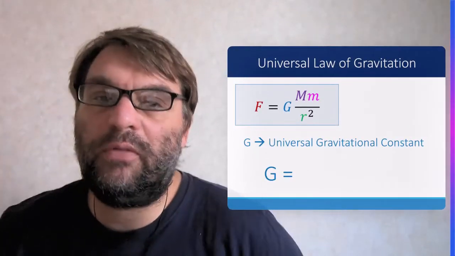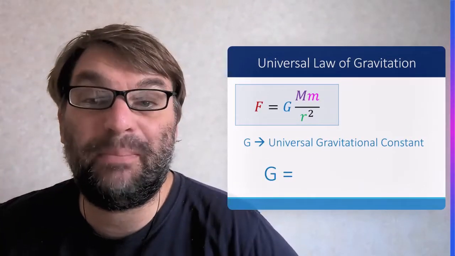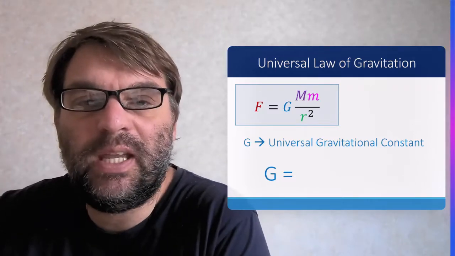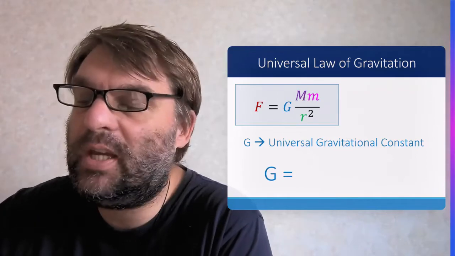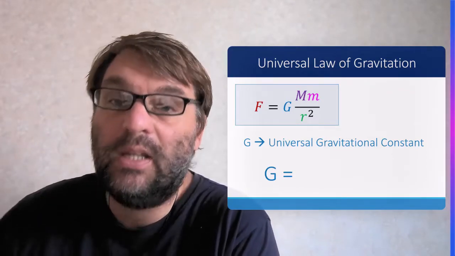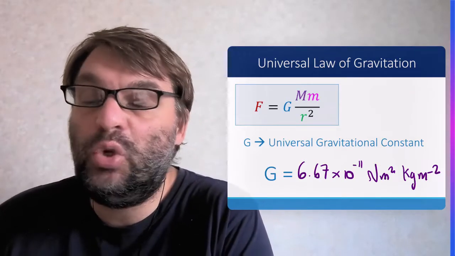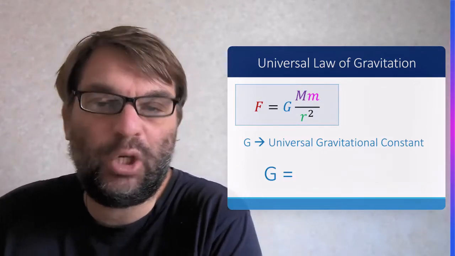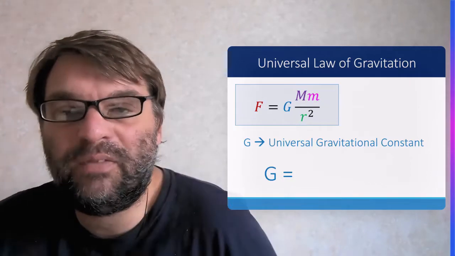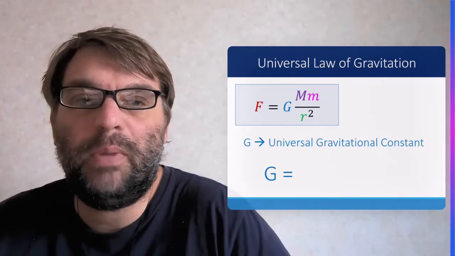In terms of the universal law of gravitation, you'll also see that big G. That big G is the universal gravitational constant. Big G equals 6.67 times 10 to the negative 11 newton meters squared per kilogram squared. That constant will be given to you so you don't have to memorize it.